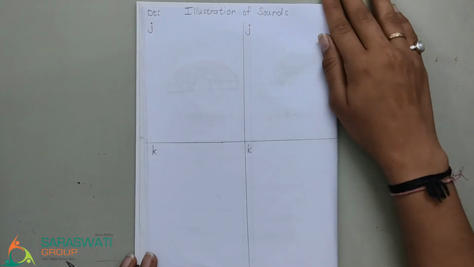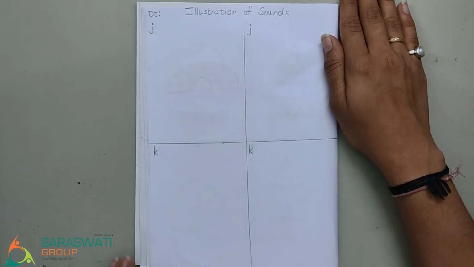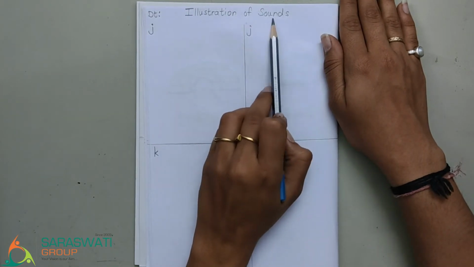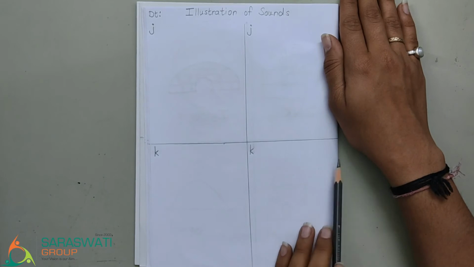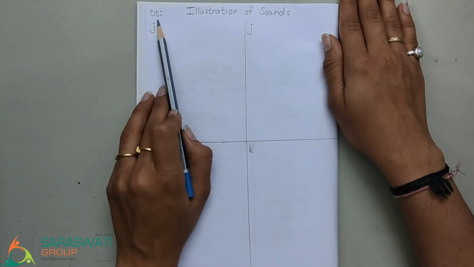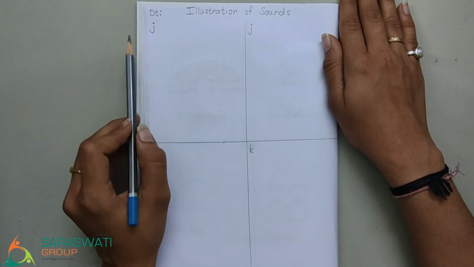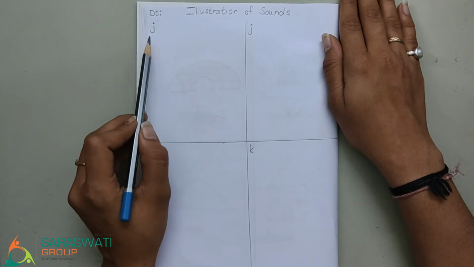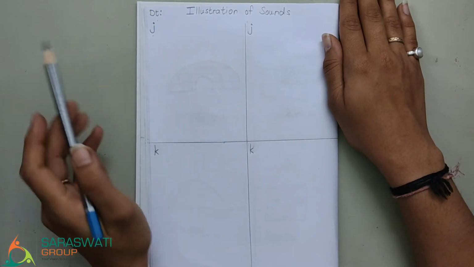So kids, Didi has taken a blank book and Didi has written illustration of sounds and drawn 4 boxes and written today's date. Okay, first of all we will do the illustration of sound J.